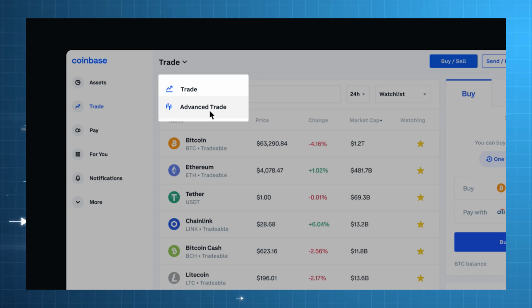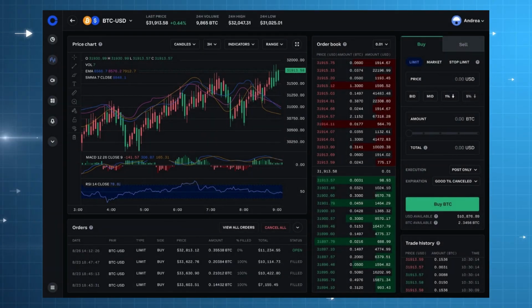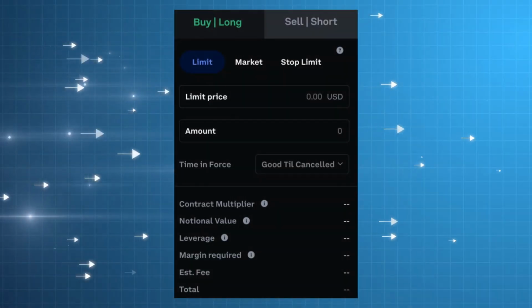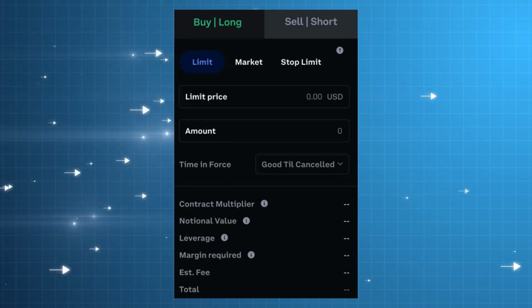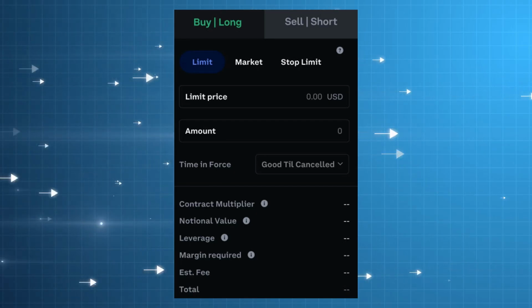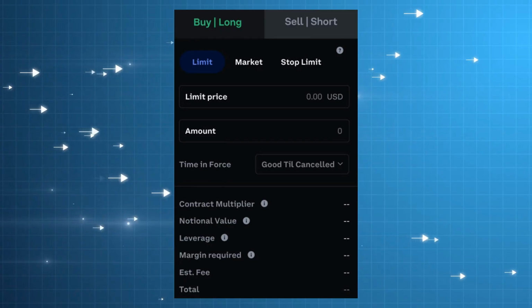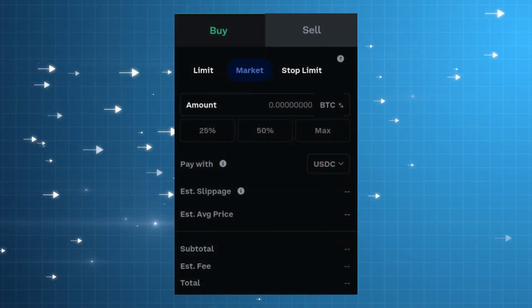Select the crypto pair you want to trade, and then Coinbase may offer up to 3x leverage on supported pairs. Pick your leverage multiplier carefully. Remember, high leverage is high risk. Now choose whether you want to go long, expecting price to rise, or short, expecting price to fall. Enter the amount and review margin requirements.